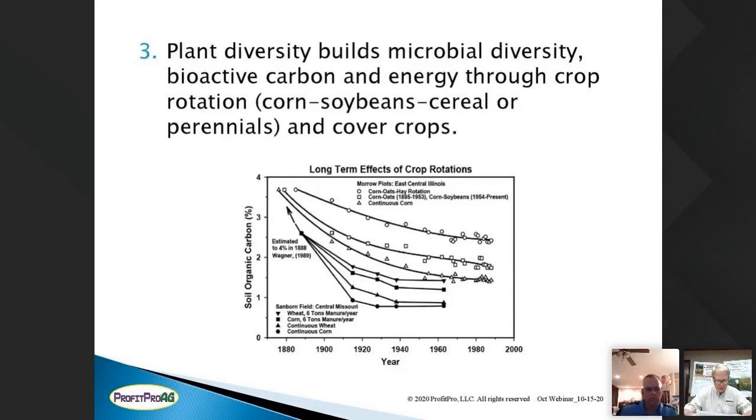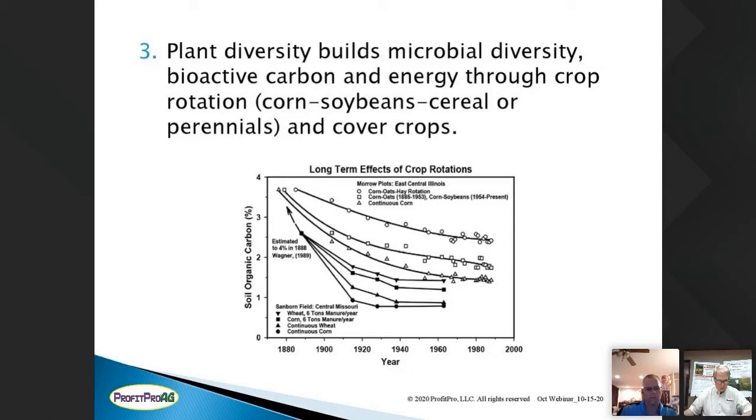So the top three lines, so the first line at the top, which is the best one, shows corn, oats, hay rotation. The second line with the square pegs is a corn oat rotation, corn soybean rotation. And the bottom one is a continuous corn rotation. So you can see the bottom one here where we had continuous corn, we're losing organic matter.